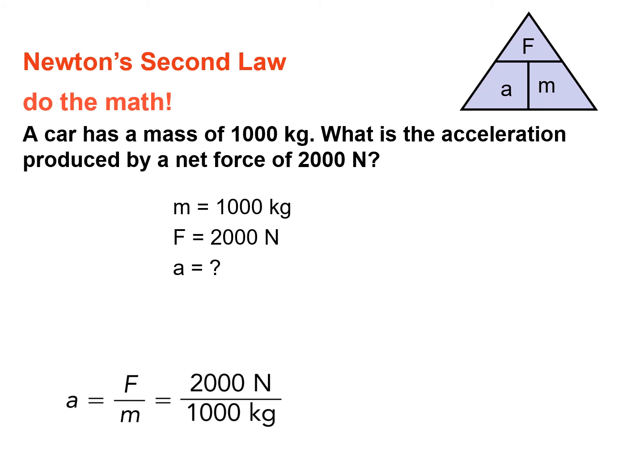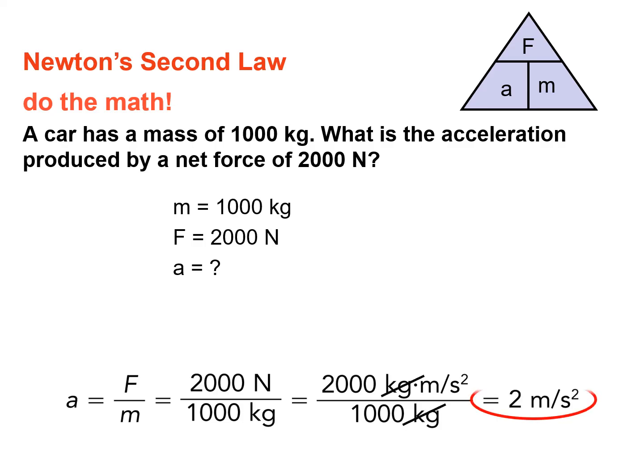I would get 2 newtons divided by kilograms, but I don't know what a newton divided by a kilogram is. That does not sound like an acceleration unit. I need something like meters per second squared. But if I remember that the newton is a kilogram meter per second squared, now it will make more sense. I can see that the kilograms on top and bottom will cancel, and I'm left with 2 meters per second squared. And so my answer is 2 meters per second squared.